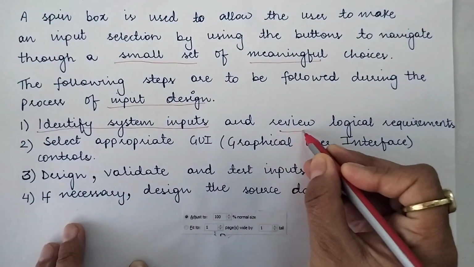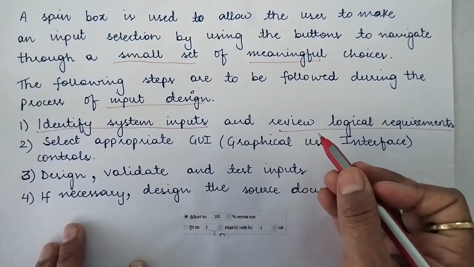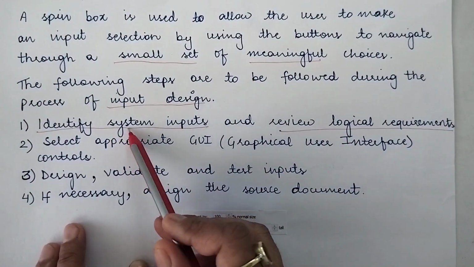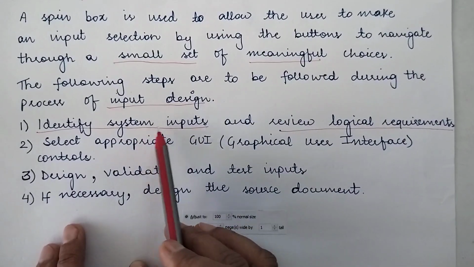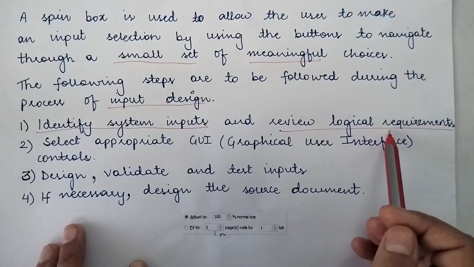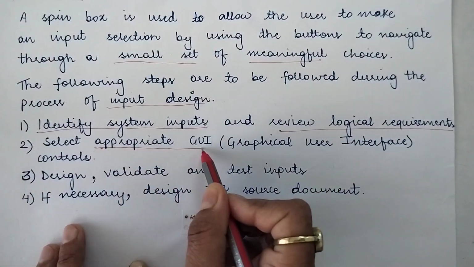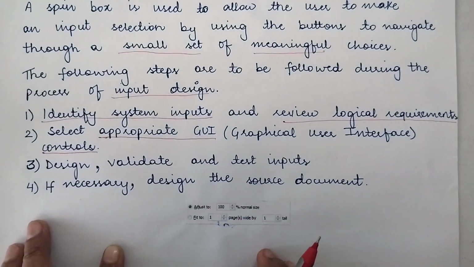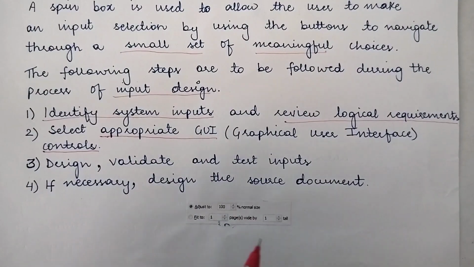And you must also know what the logical requirements of the system are, because once you are aware of the logical requirements of the system, you will be better able to identify what the system inputs are. And then once you know what the system inputs are and what the logical requirements of the system are, you will be able to select appropriate GUI controls. Like you will be able to figure out whether a list box has to be used here, or a text box has to be used here, or a combo box has to be used here.